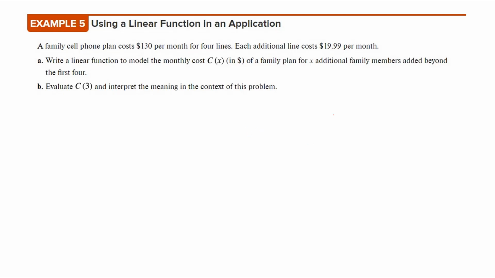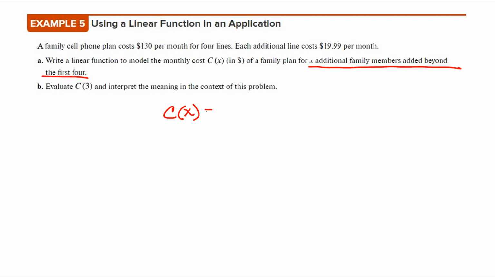Each additional line costs $19.99 a month. So part A says write a linear function to model the monthly cost, C of X, in dollars, of a family plan for X additional family members added beyond the first 4. All right. So you're writing this function, and it's going to be C of X, the cost, where X is additional phone lines. Okay, past the 4 you get for 130.